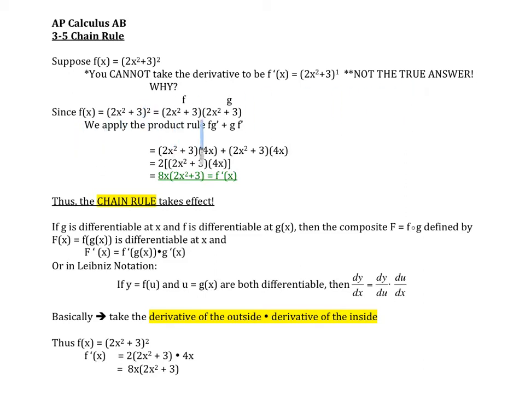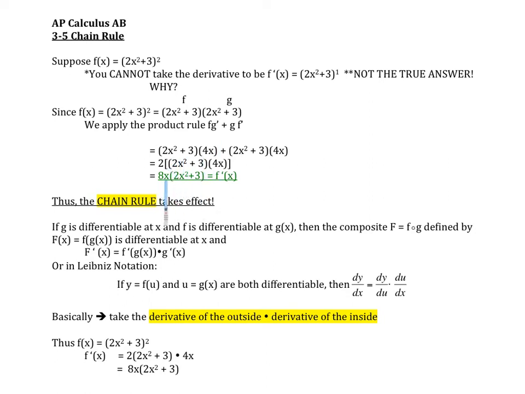If I actually FOIL this out, I get (2x squared plus 3)(2x squared plus 3). And I use a product rule: first times derivative of the second plus the second times derivative of first. Or FOIL the whole thing out and get one long polynomial. And you take the derivative, you end up with this situation as your answer.